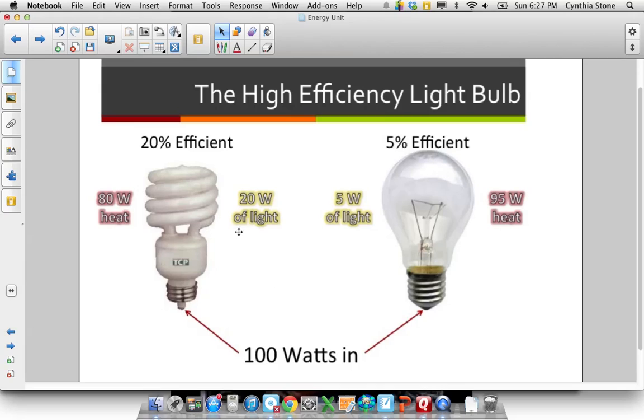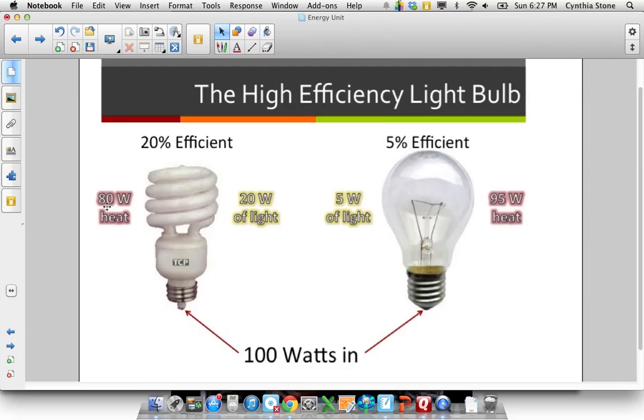Now, this is actually fairly old. It could be that there are ones that are more efficient than 20% now, but when I made this a few years ago, 20% was a high efficiency light bulb. So again, if you put 100 watts in, you get 20 watts of light, which is the useful stuff. That's why you use a light bulb.